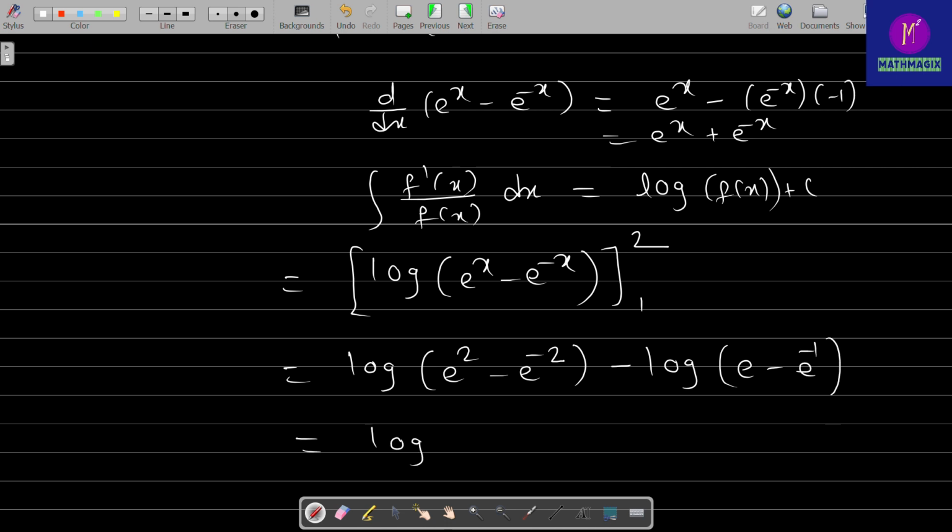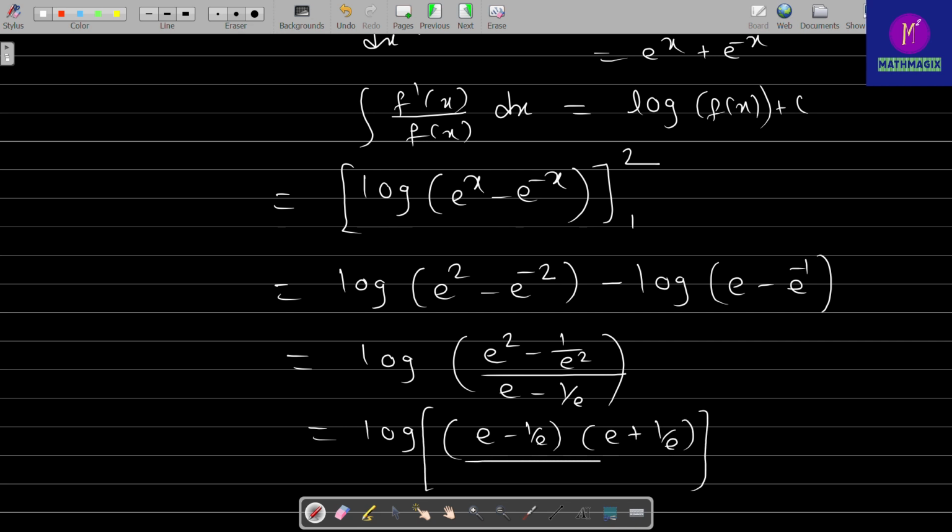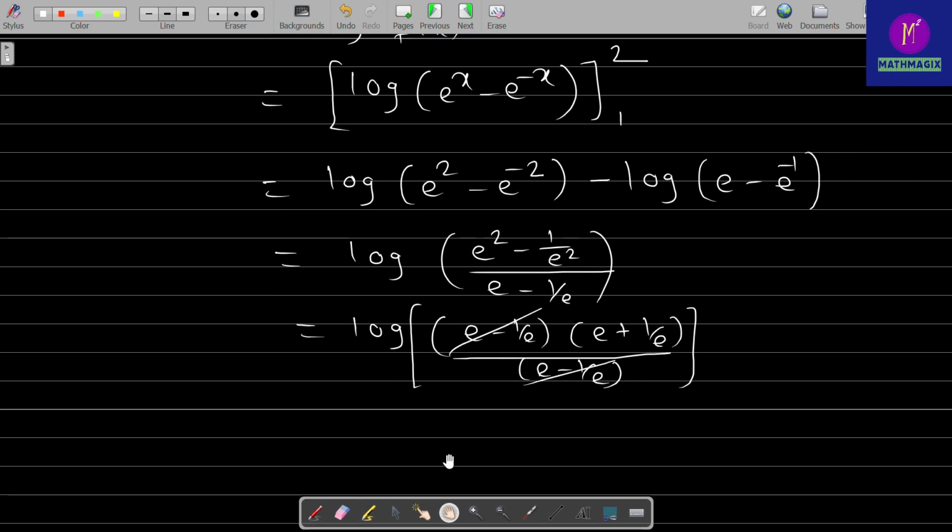We can apply the property of log so that we will get e square minus 1 upon e square, upon e minus 1 by e. So here in the numerator, we can apply the formula of a square minus b square, which will give us log of e minus 1 by e into e plus 1 by e, and in the denominator we already have e minus 1 by e. So this e minus 1 by e gets cancelled out and we will get the final answer as log of e plus 1 by e, and this is nothing but the arc length of the given curve.